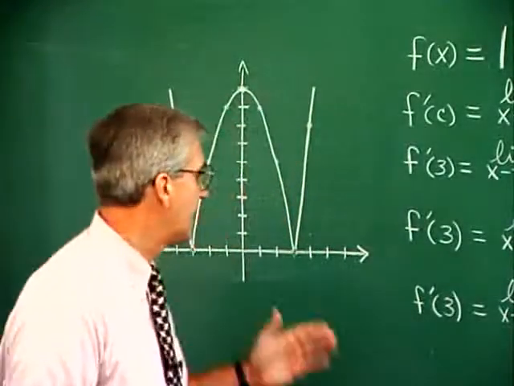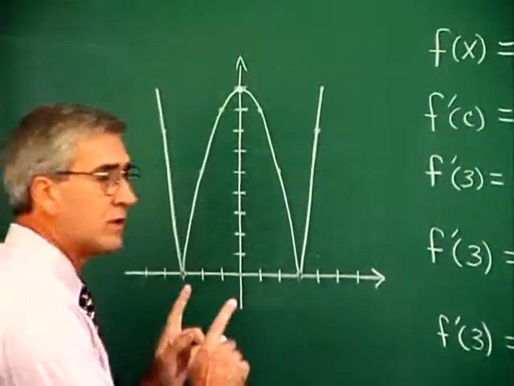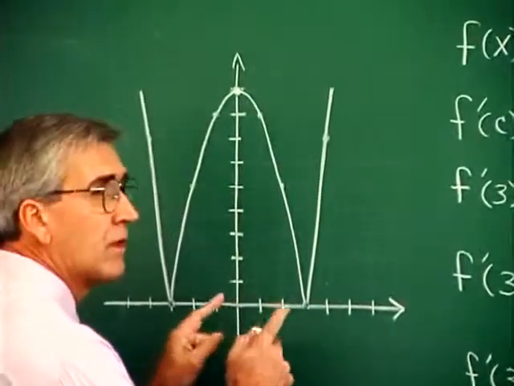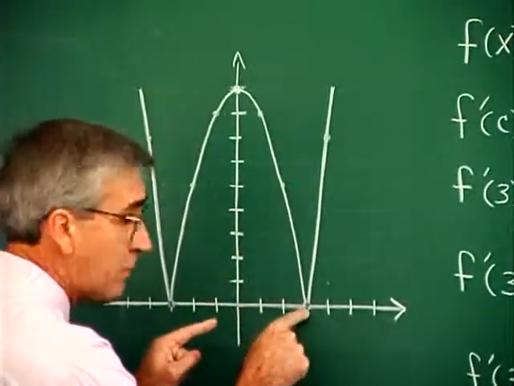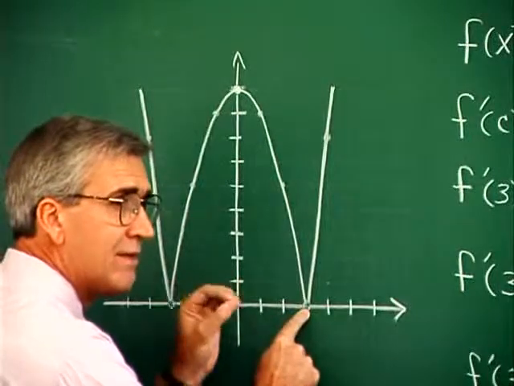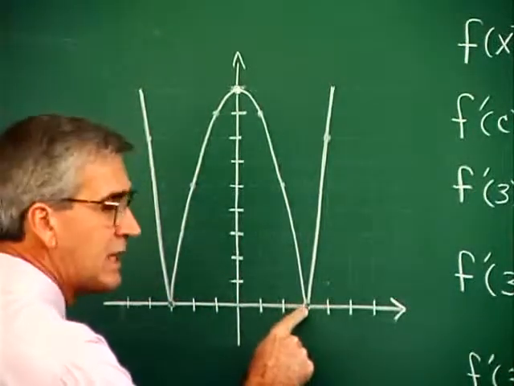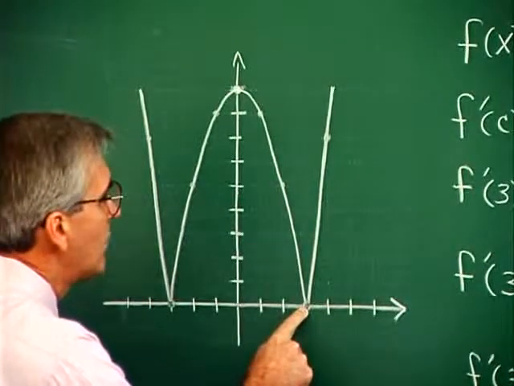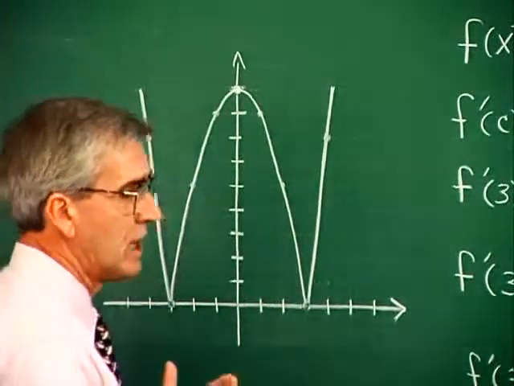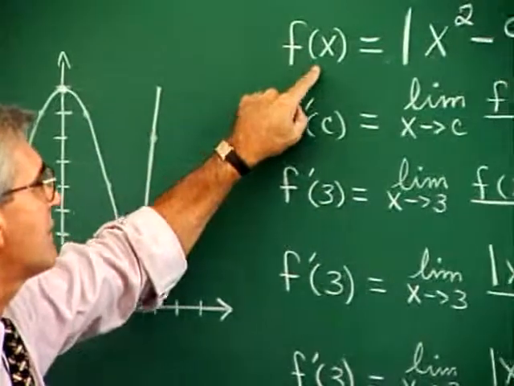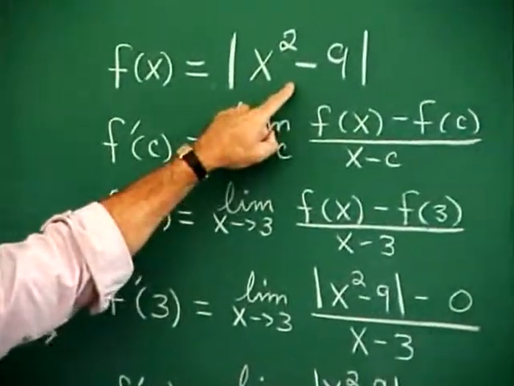Take a look at this graph. We're going to examine the derivative at this point. And, you know, derivative at a point means the slope of the tangent line at a point. How do you draw the tangent line at this point? Well, let's examine the situation like this. We'll take the function, and its f of x is the absolute value of x squared minus 9.